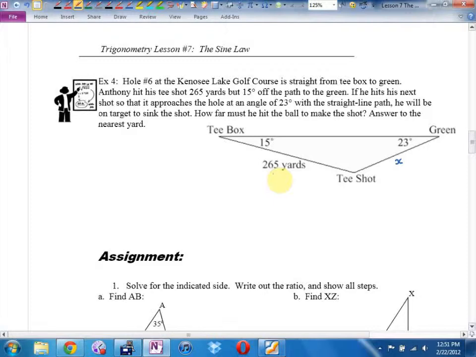What's it going to be? Sine of, let's see if we can go straight to plugging in numbers without variables. So the sine of 23 degrees, that's one angle I know, divided by, what's going to go with the 23? Equals the sine of 15 degrees is the other angle that I know. What's going to go with it? X. Am I finding an angle? Is this one where I'm going to go shift button? Nope. Cross multiply.